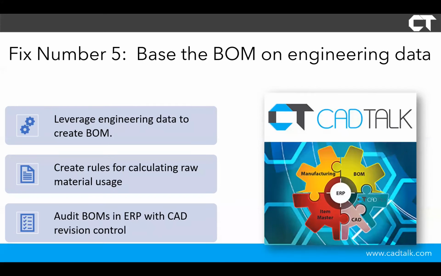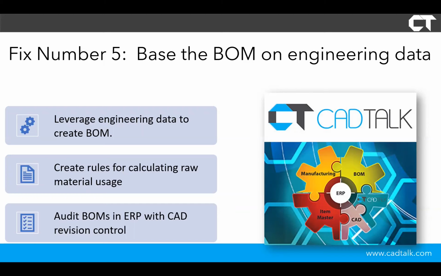And lastly, how do you keep the bills of material up to date in the ERP? Well, the best way that I've seen that done, that we do with CAD Talk, and I've seen done even manually, is to create an auditing system so that the ERP bill of material is updated once the CAD revision has been updated.